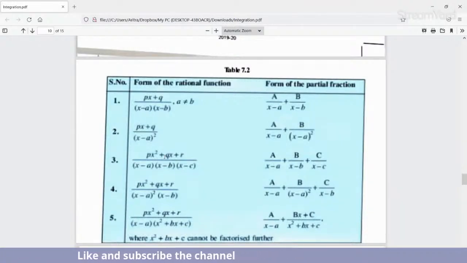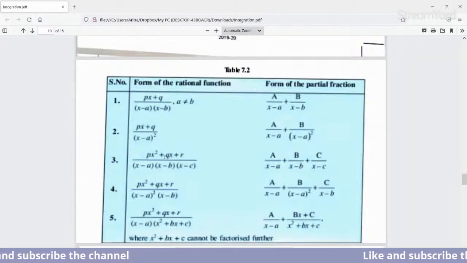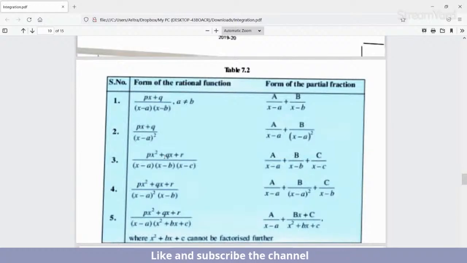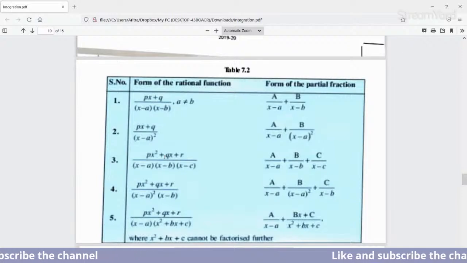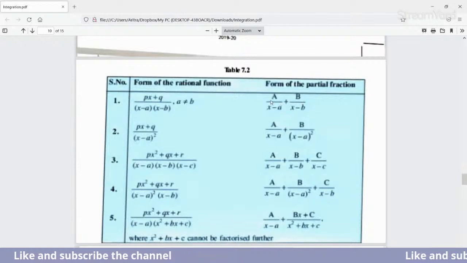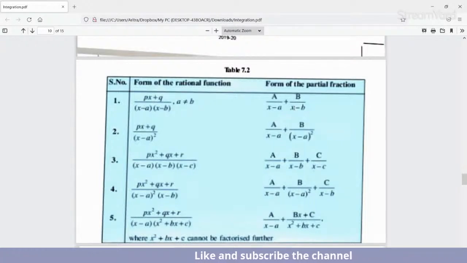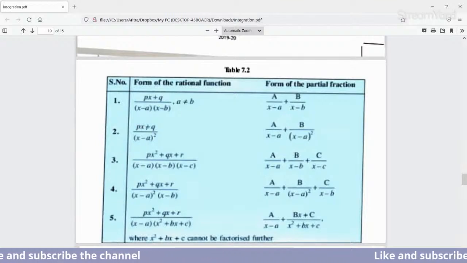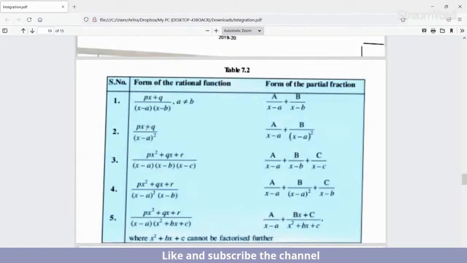The thing is, using these forms, you have to use the formulas on the right side. Well, these are not formulas. These are like breaking them down, making the next step easy for you. I'm just showing you what you have to find. When it is given px plus q divided by, in the denominator, x minus a into x minus b, you just have to break it into a by x minus a plus b by x minus b. Where this px plus q has gone, I will show you, just have patience. Then px plus q by x minus a whole square gives a by x minus a plus b by x minus a whole square.